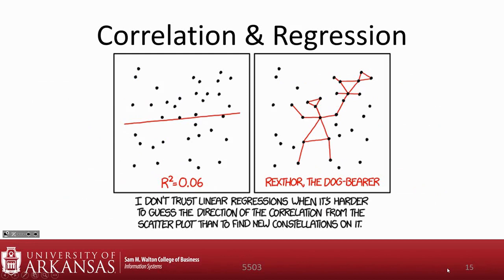I just thought that one was funny. So we were talking about correlation and regression. Because I trust linear regressions when it's harder to guess the direction of the correlation with the scatter plot than it is to find new constellations on it. So no correlation here. We saw that in real life with the AMP data earlier.